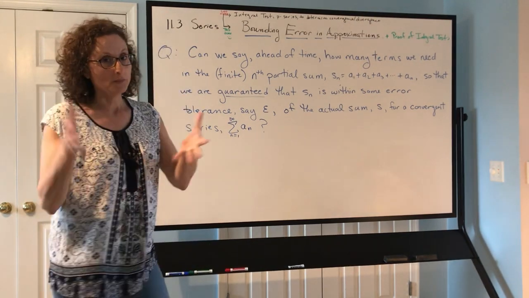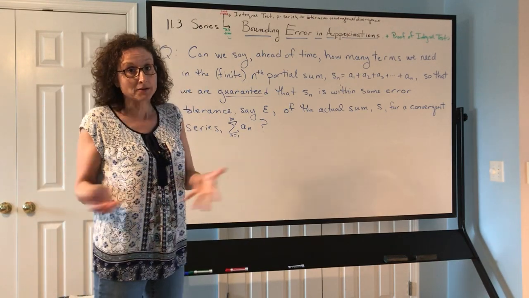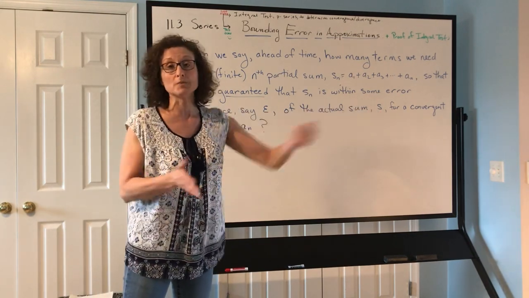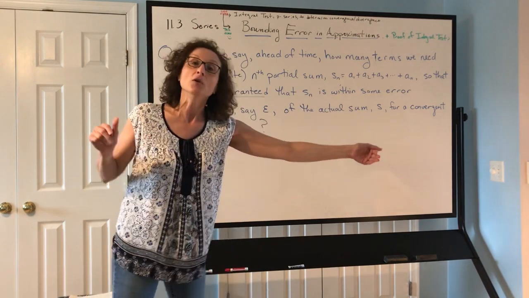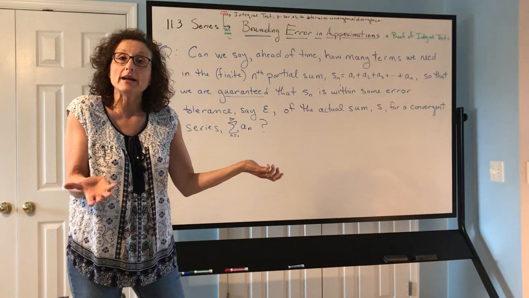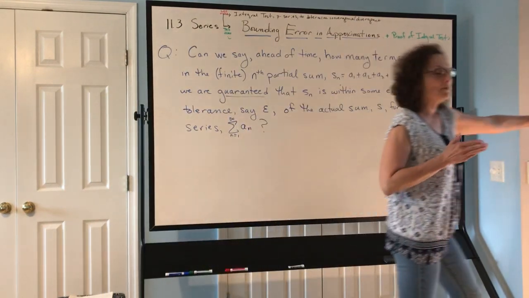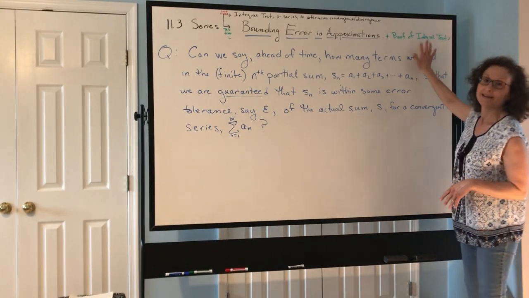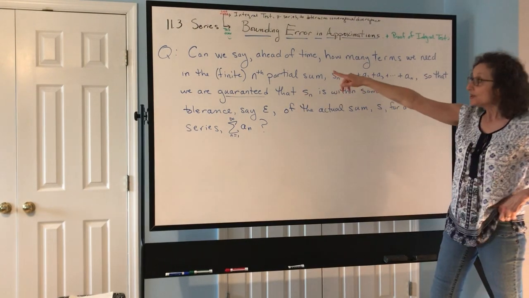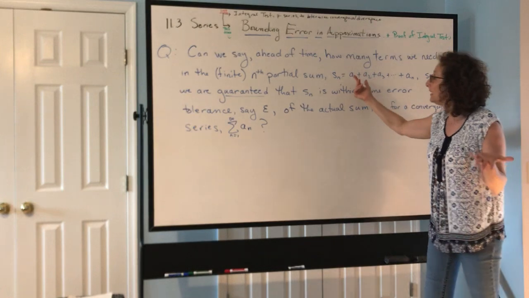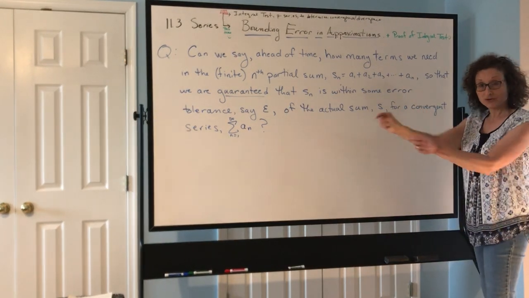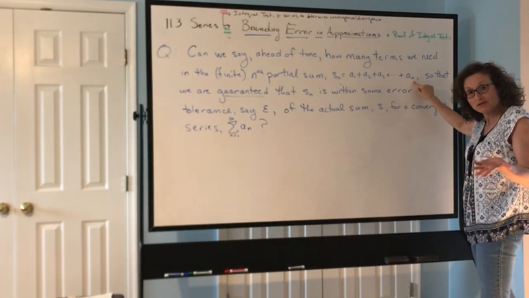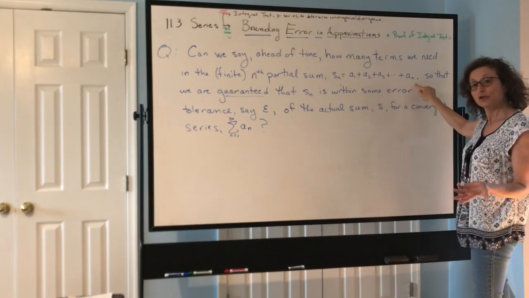You can always easily approximate a convergent series just by adding up the first however many terms, however far out you're willing to go. That's an approximation to the sum of that series. What are you missing? Infinitely many terms that keep on going. So the question is, and at the end we're going to prove the integral test, can we say ahead of time how many terms we need in the nth partial sum? How far out should we go with S_n? Like, how far out should n be? 30,000? Should n be 50? How many terms do we need?